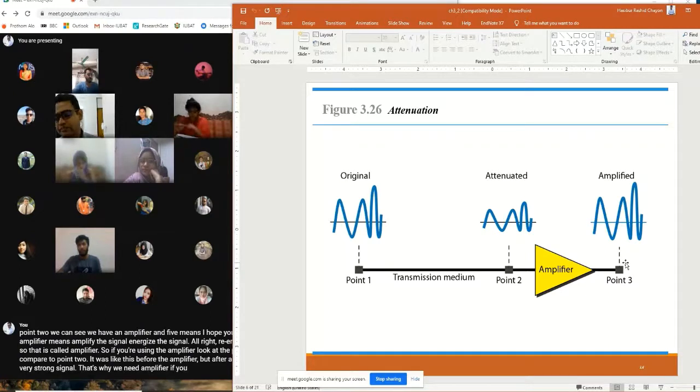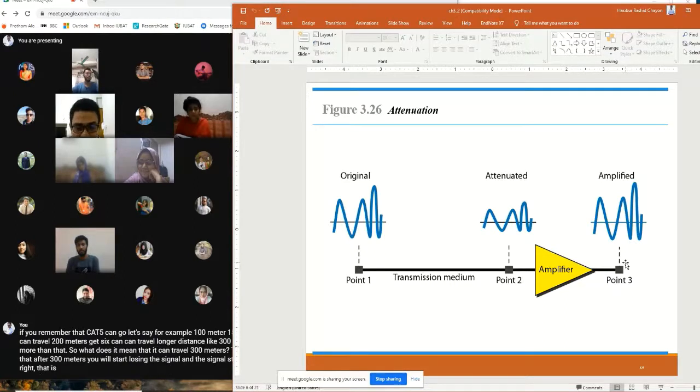If you remember in lab 1, cabling, we discussed 3 types of cable: Cat5, Cat5e, and Cat6. Cat5 can go, for example, 100 meters, 150 meters. Cat5e can travel 200 meters. Cat6 can travel a longer distance, like 300 meters or more. What does it mean that it can travel 300 meters? That means after 300 meters, you will start losing signal strength. After 300 meters, 400 meters, you must have an amplifier or a repeater so that you don't lose any signal. That's why it is written that you have 200 meters, 300 meters, or 400 meters.